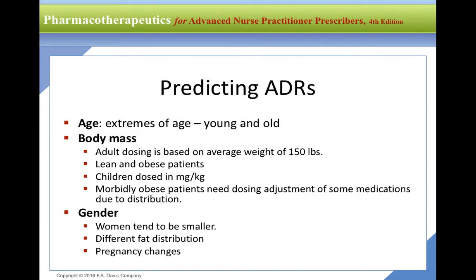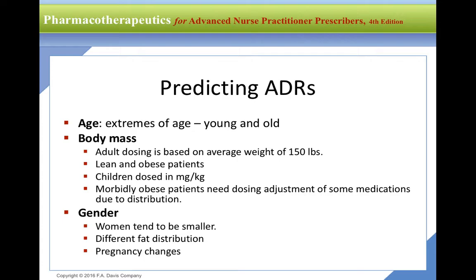Ways to predict ADRs: age, young and old, very easy. Children are not small adults. They can't be treated the same way. They have different kidney function, liver function, and distribution of drugs throughout their body. And the elderly, as you get older, you lose muscle mass. Your kidneys don't work as well. Your liver doesn't work as well. It's easier to have mental status changes. You can be more sedated, things like that. So that's your first predictor of an adverse drug reaction.